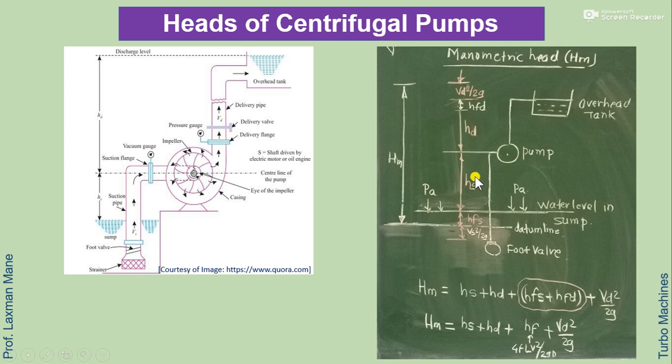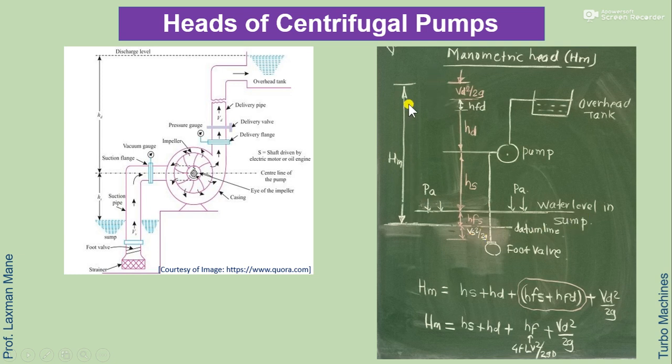Now along with this, we will also consider other things, means losses. So here Hfs is the friction loss on the suction side. Hfd is the friction loss on the delivery side. Then this is Vs²/2g, means velocity head on the suction side. Vd²/2g means velocity head on the delivery side. This is the water level. This is the foot valve that is deep below the water. So these two quantities are below water level.